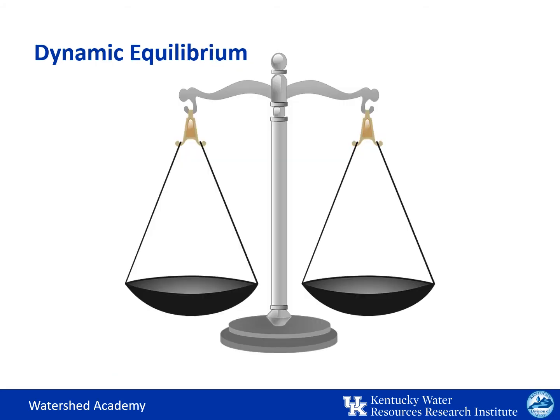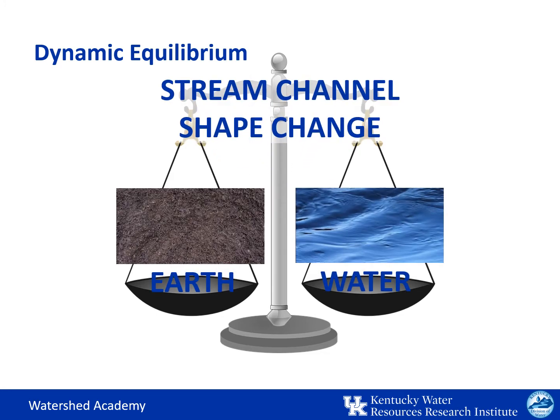Dynamic equilibrium is a key concept for understanding fluvial geomorphology. The idea is best illustrated by a balance. If something happens to one side, the other side will adjust to try to find a new balance. In fluvial geomorphology, the balance has water on the one side and earth or sediment, that's rocks, the geo portion, on the other. The shape of the stream will change to adjust to changes on the other side.